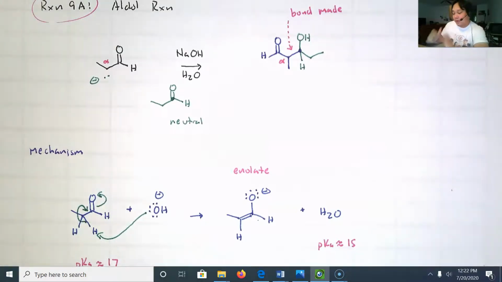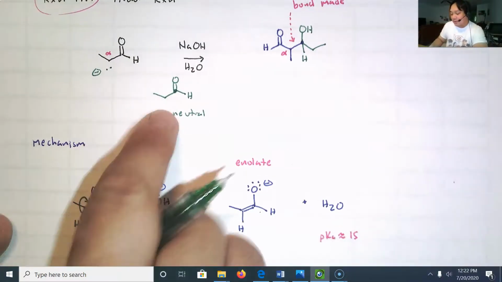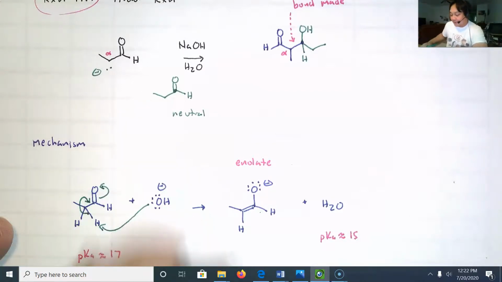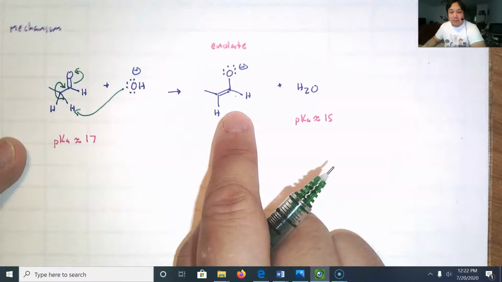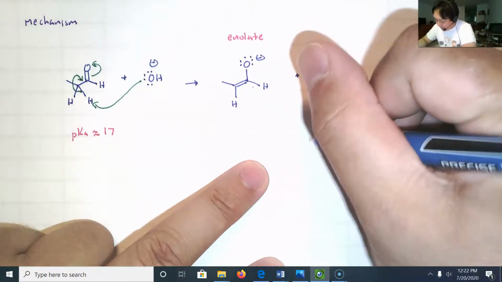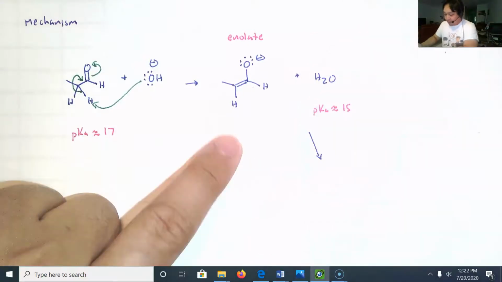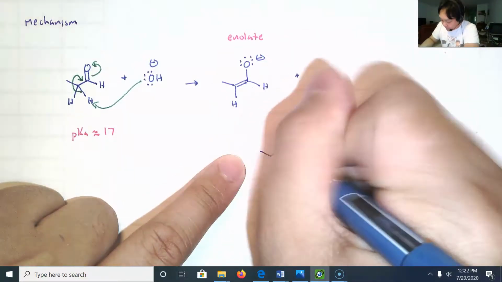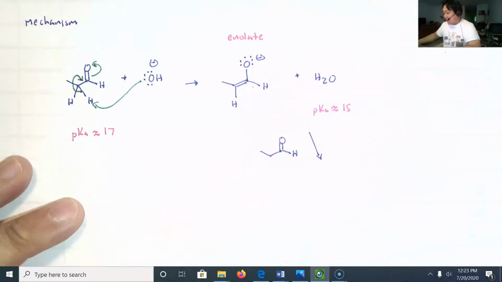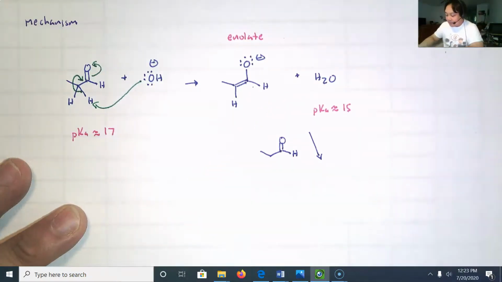But again, the point is, I want some of this to be neutral. I want some of this to stay neutral so I can attack it. So I don't want 100% of the enolate. What I do want is, and it's kind of crowded, I'm going to draw the other partner, the aldehyde. And how do I attack this dot carbon here?